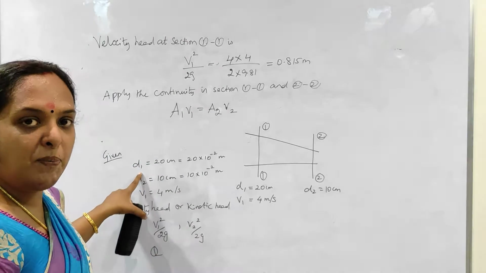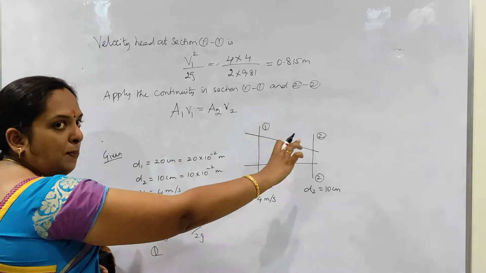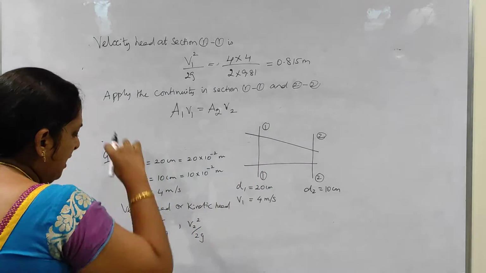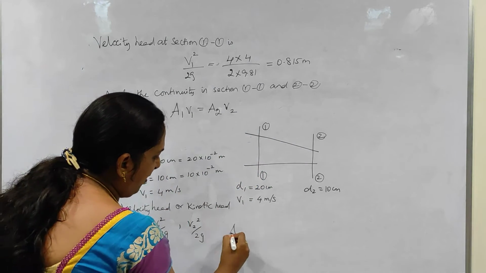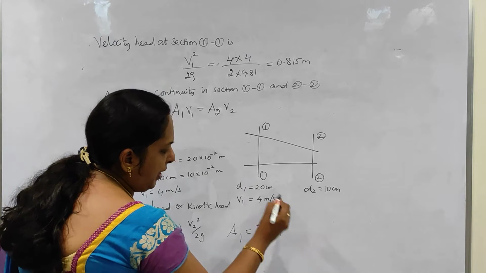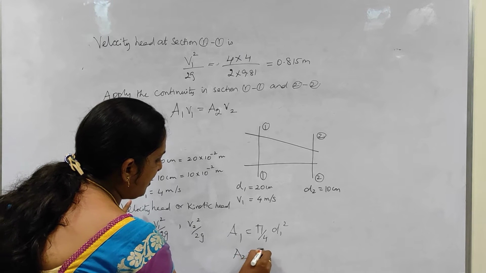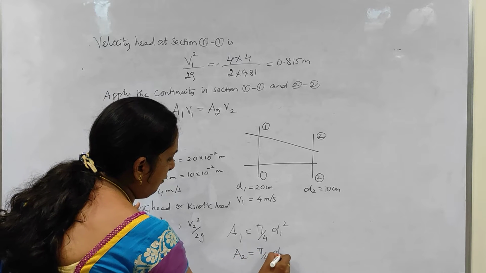So it's easy for me to find out the area. So what is the area? This is a pipe. So in this case, if I want to find out A1, it is pi by 4 into d1 square. And if it is A2, it is pi by 4 into d2 square.